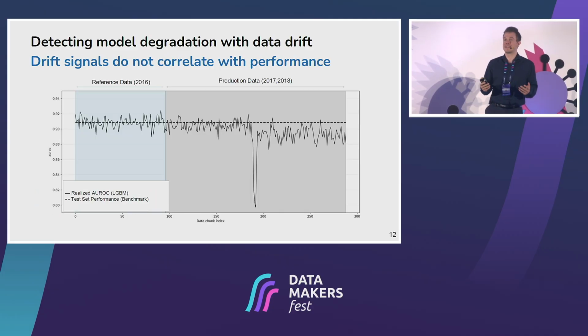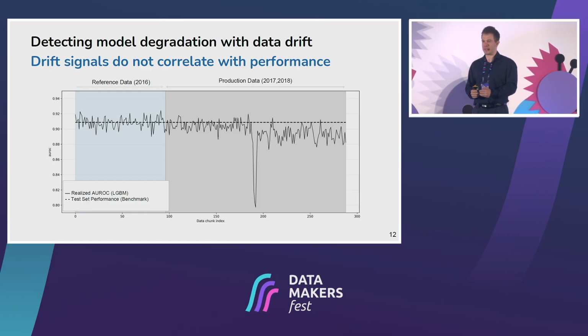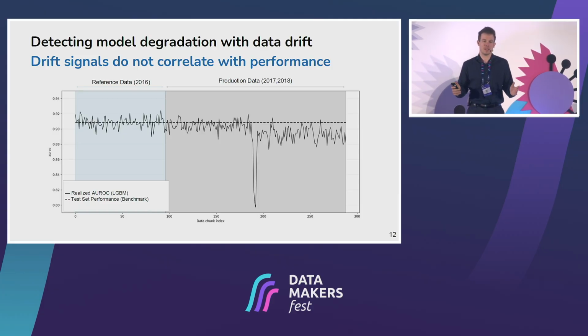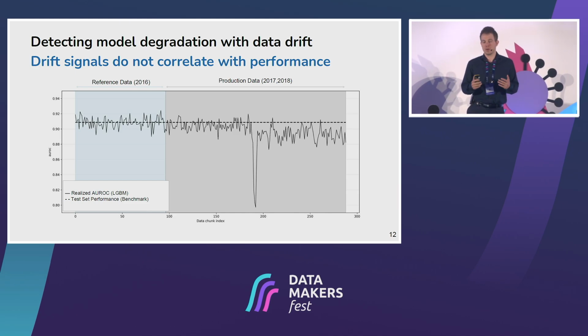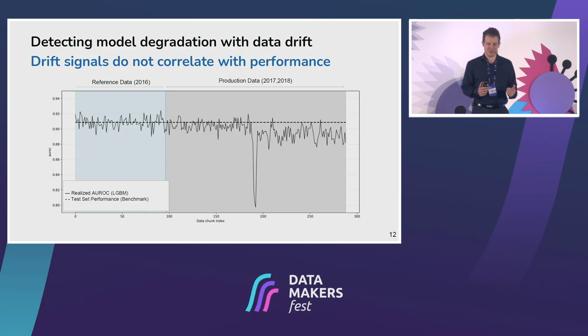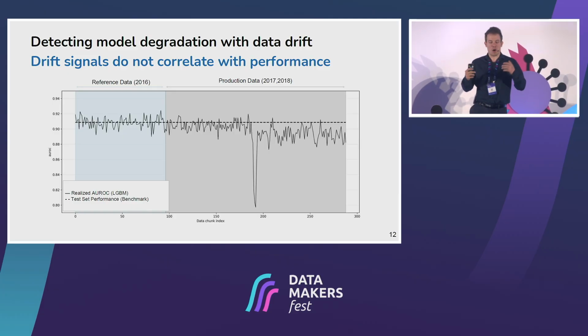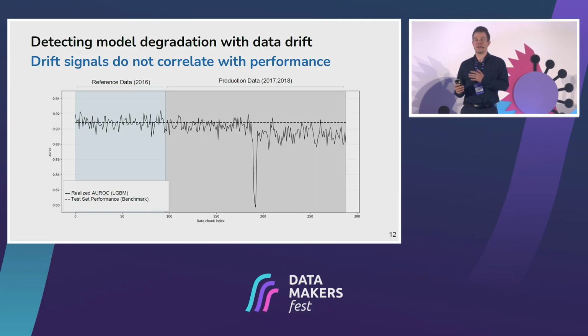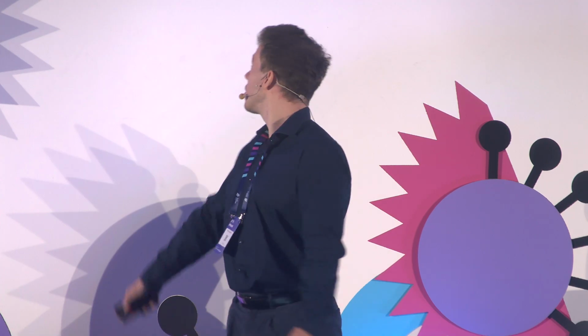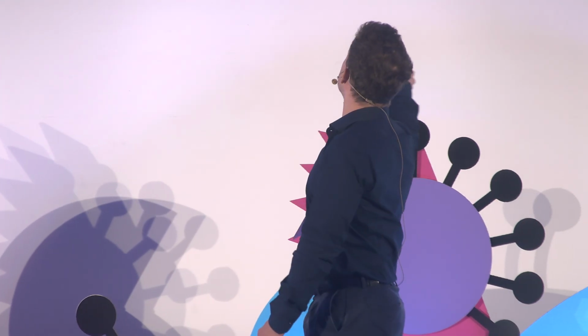What does this lead us to? It leads us to the fact that data drift signals do not correlate with performance. By performance here, I mean any metric that we want to measure across time, or maybe across domains or segments of our population. We did a bit of our own internal research where we evaluated all kinds of data drift signals, whether univariate or multivariate drift detection models, and we tried to predict this time series right here.